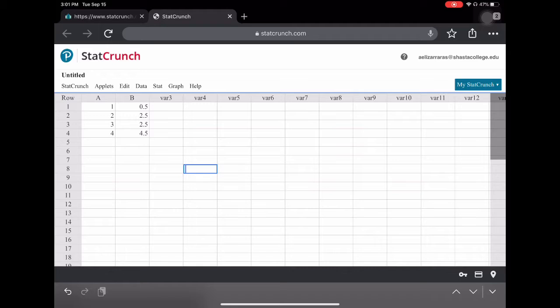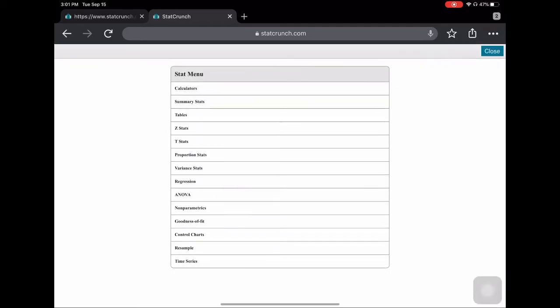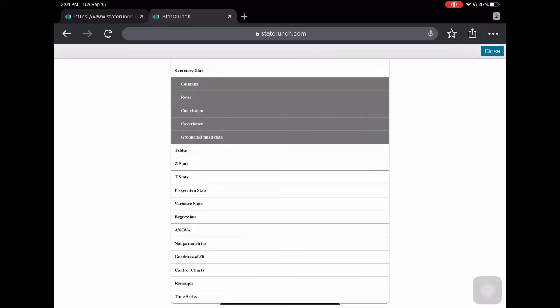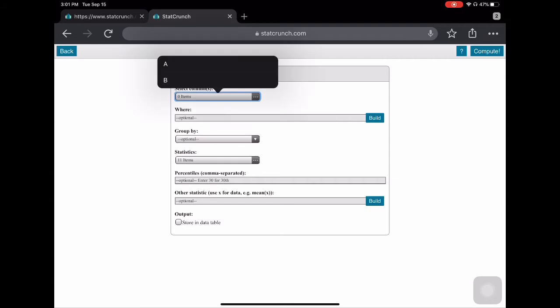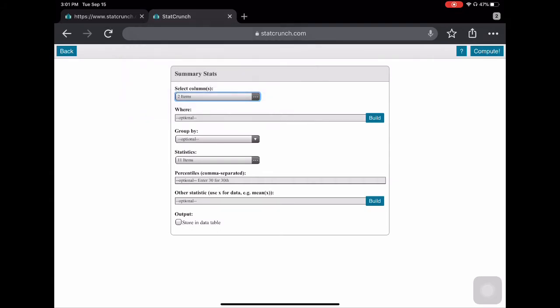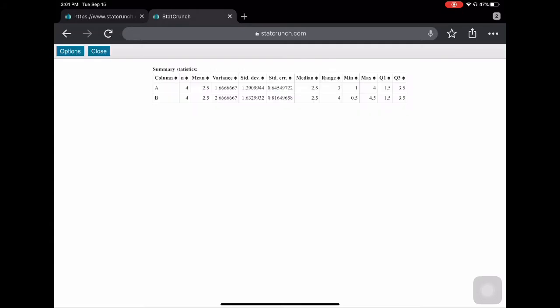We're first asked to find the mean of the data set and record them below. So remember, these are summary statistics. So I'm going to go to Stat, Summary Stat by column, and I want A and I want B. And I'm going to go ahead and compute. The mean for A is 2.5 and the mean for B is 2.5.